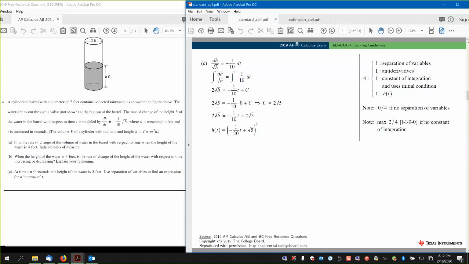Now, if a student does not include a constant in integration, the most that they can earn in this part of the problem is just the first 2 points. That's this note over here at the bottom right. And finally, the fourth point was for producing the correct explicit expression for h of t. So that means that the student must actually solve for h in terms of t here. They can't just leave their solution like this in this line.